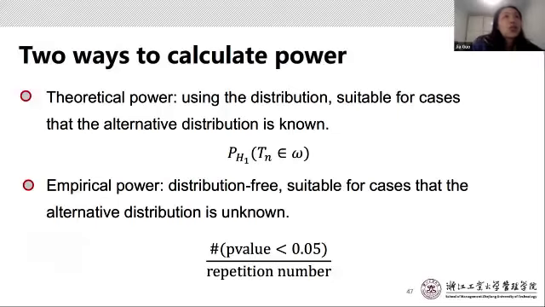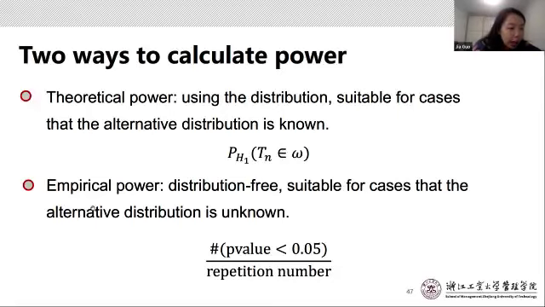So there are two ways to calculate the power. One is the theoretical power, and this is suitable for the case that we already know the alternative distribution. We have this information of the alternative distribution, and this is the mathematical formula for this theoretical power. This omega here is the rejection region, and this is the conditional probability: when the alternative hypothesis holds, then the probability that the test statistic falls into the rejection region.